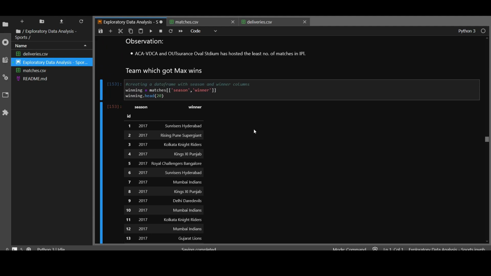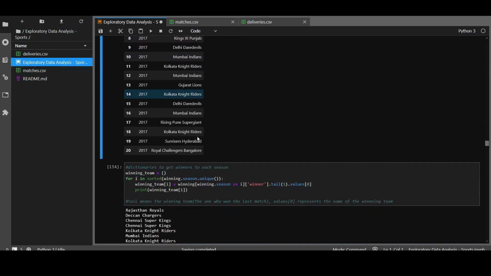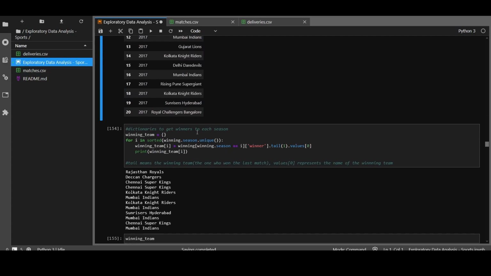Firstly, we are creating a data frame with the season and winner columns. There are season and winner columns. We're creating a data frame, and we are creating a dictionary to get the winners of each season.